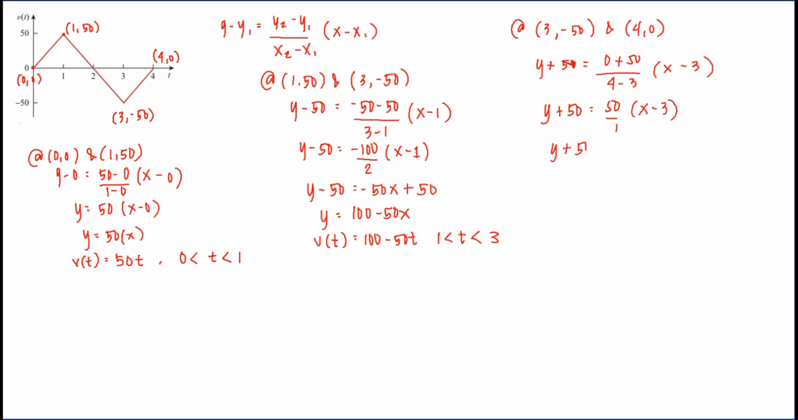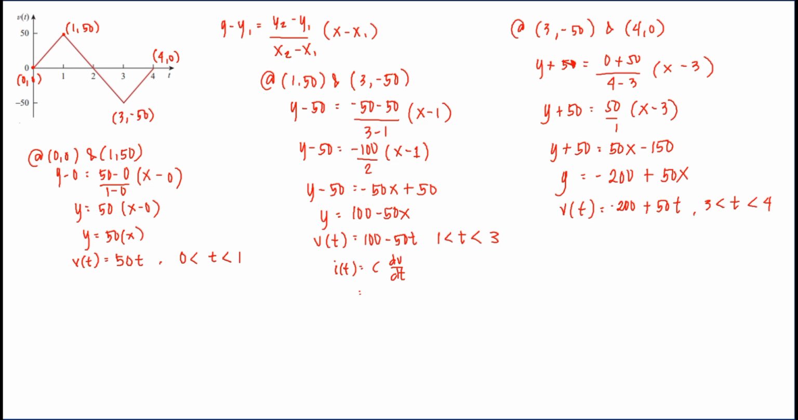So y plus 50 equals 50x minus 150, or y equals negative 200 plus 50x, or v of t is equal to negative 200 plus 50t. Our limit is from 3 to 4. Okay. Now that we have the representation of the voltage, our formula for getting the current is i of t is equal to C dv/dt.